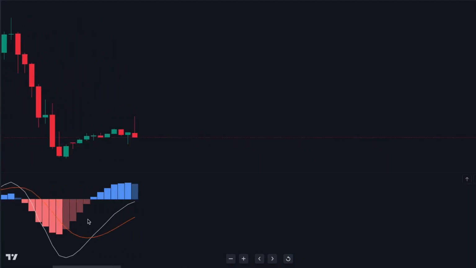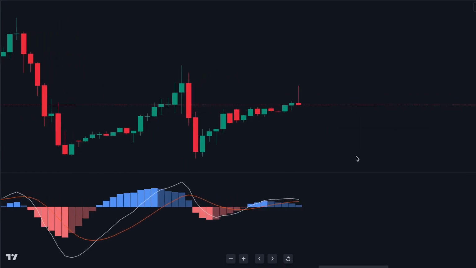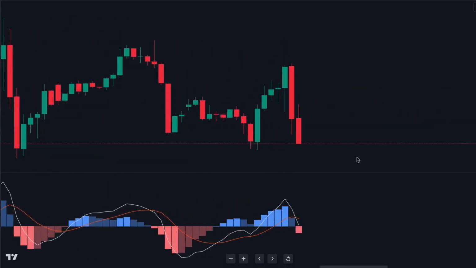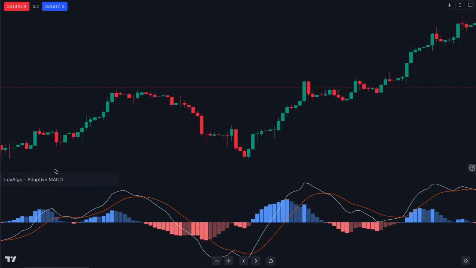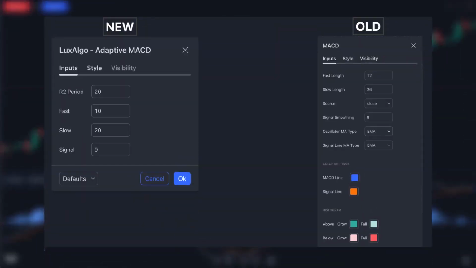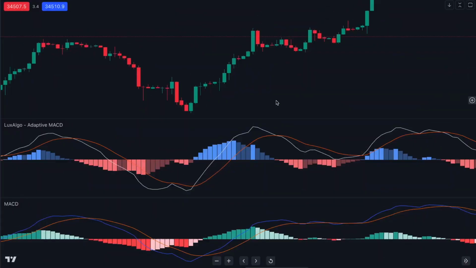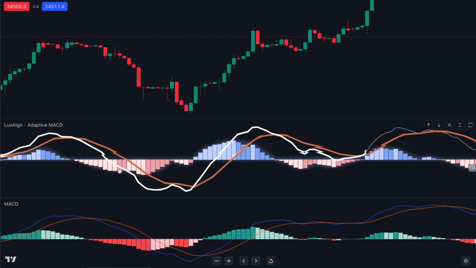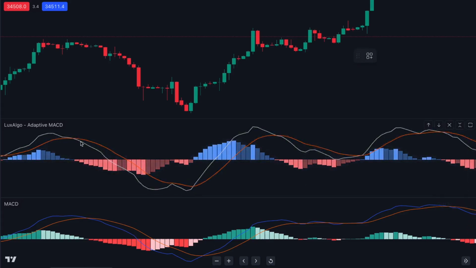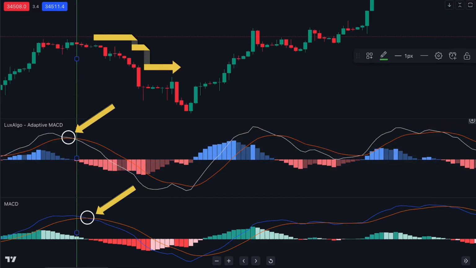In simple terms, this version of the MACD is made to be more adaptive to changing market conditions, whereas the regular MACD would struggle. If we quickly go to the settings, we can see that we have far less options compared to the regular MACD, as everything is already baked into the indicator and we don't need to worry too much about these options as the defaults are fine for our testing. When compared to the regular MACD, we can see once again that the adaptive MACD has all the same features as the traditional MACD. We have a signal line, histogram and MACD line. However, the adaptive MACD is far quicker at identifying trend changes.